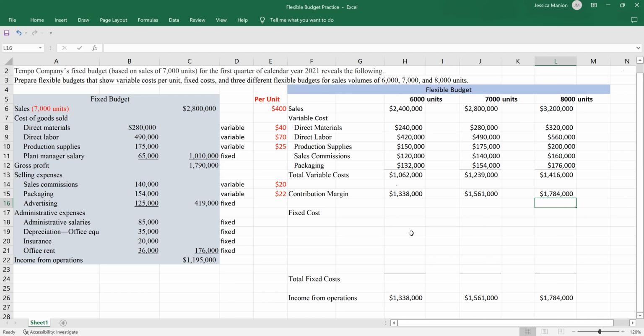Now we need to calculate our fixed cost. And so we have our fixed costs listed here. So our first one, I'm just going right in order, plant manager salary. Our next one is what? Advertising.